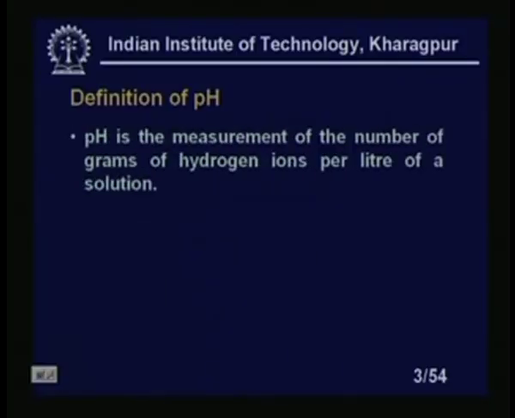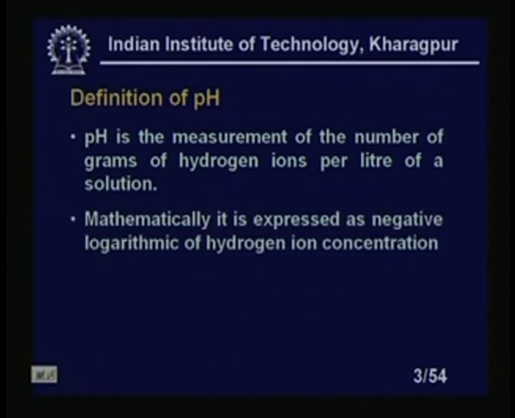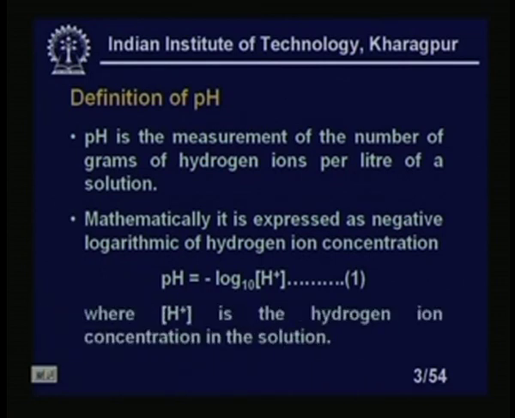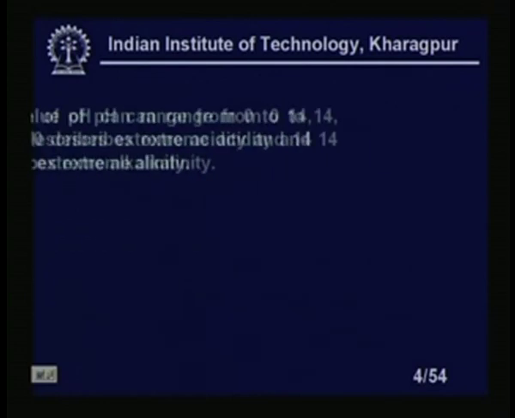So, definition of pH: pH is a measurement of the number of grams of hydrogen ions per liter of solution. Mathematically it is expressed as the negative logarithm of the hydrogen ion concentration. It can be expressed like this: pH equals minus log base 10 of the hydrogen ion concentration. This is equation number 1, where H plus is the hydrogen ion concentration in the solution.